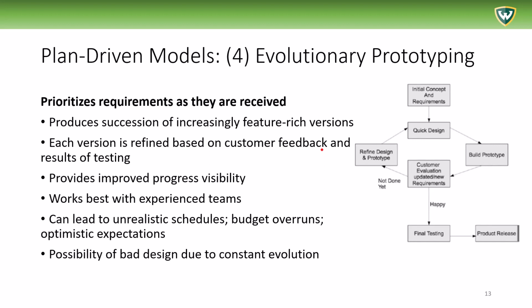So this is a kind of iterative approach. Here there's a sort of image: initial concept and requirements. There's a quick design, and then building a prototype, customer evaluation, update new requirements, refine design and prototypes, and then back to quick design again. And then once everybody's happy, you go to final testing. So this is a kind of iterative approach, but there are specificities to what people call evolutionary prototyping. To learn more specifics, we kind of need to go into that particular philosophy.